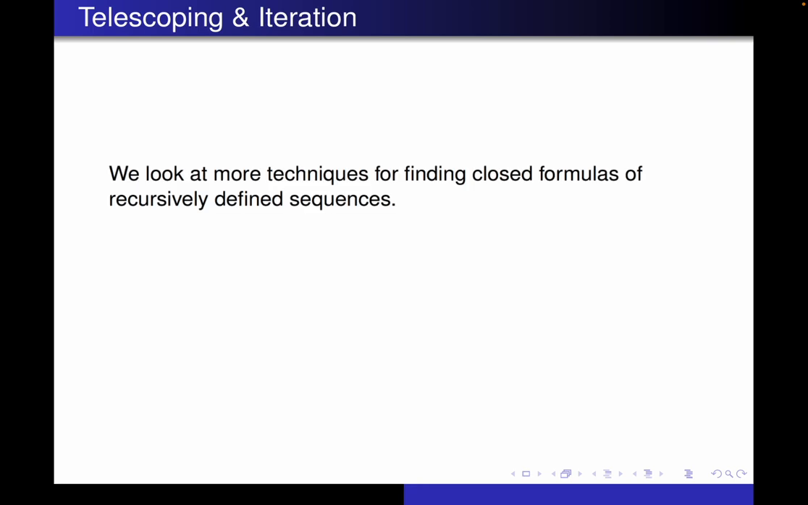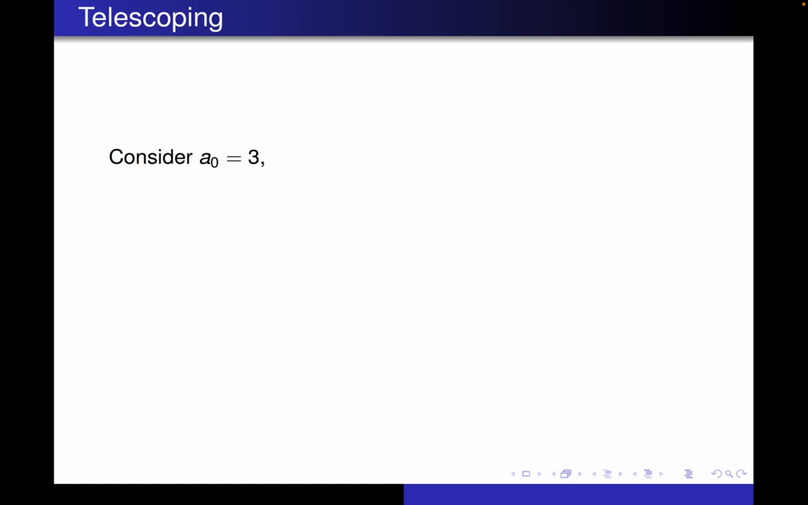We're now going to focus on some more techniques for finding closed formulas for recursively defined sequences. The two techniques we're going to look at are called telescoping sequences, and the other is called iteration of sequences. So let's look at an example.